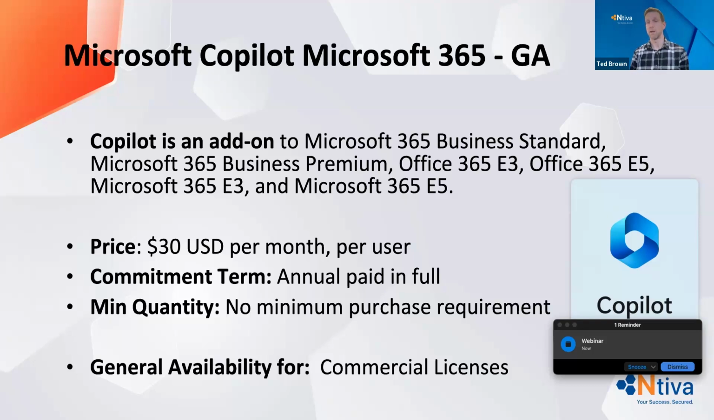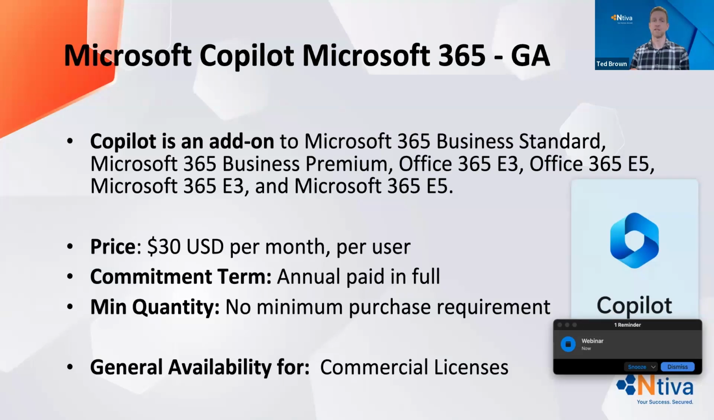Now, this is a slight change from when they released this in November. The Office suites were not there previously. So if people had Office 365 E3 and E5, you had to upgrade your license to Microsoft 365 E3 and Microsoft 365 E5, which does have a higher price point. So now people with Office 365 E3 and E5 have the capability of adding on the Microsoft Copilot for Microsoft 365 license to their current licensing structure.